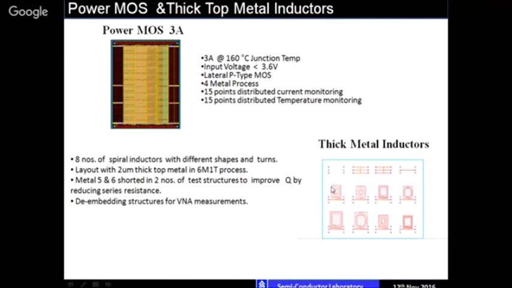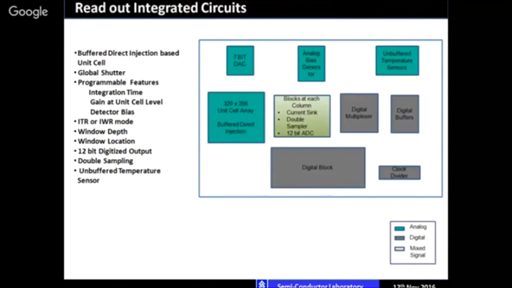So these are some different types of inductors which we have made in different shapes. These inductors are made by metal, some polygonal, some squarish, and different shapes. These things have been made.